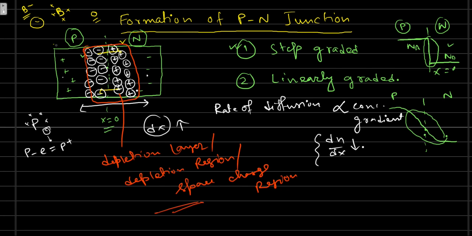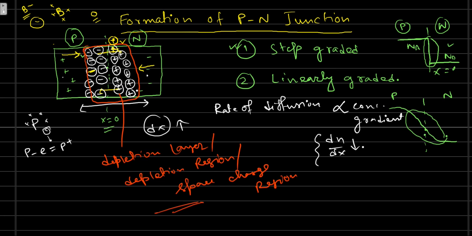So now when one hole is trying to move from P side to N side, it faces the depletion charge in the N side, which is positive in nature. So it will repel that hole. The same thing is true when the electrons are diffusing from N to P side. The depletion charges, the negative ions present in the P side, will repel the electron because they are the same type of charge carrier. Okay, so they will repel the electron.